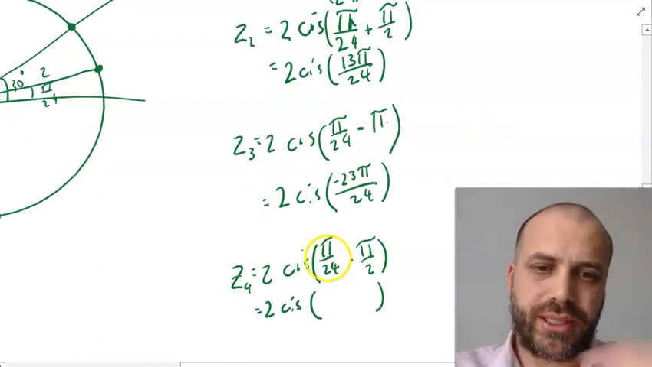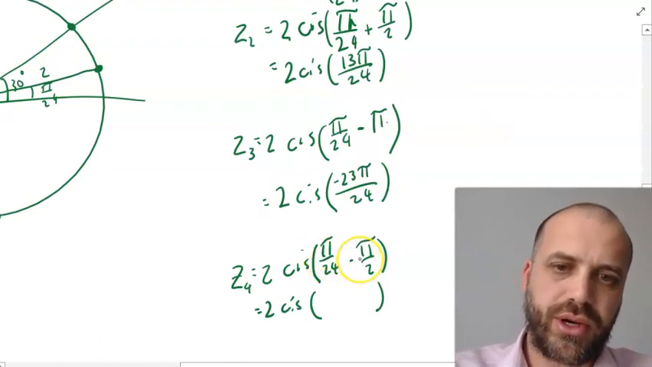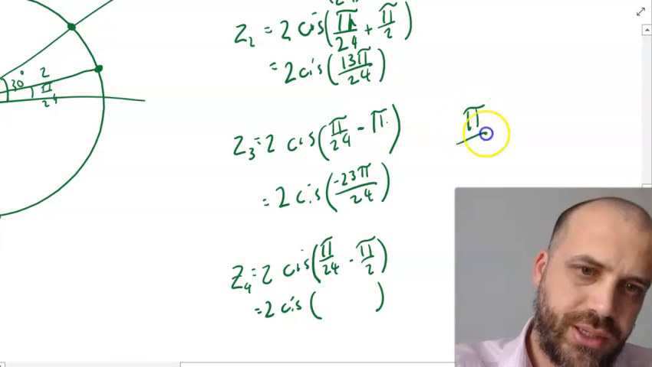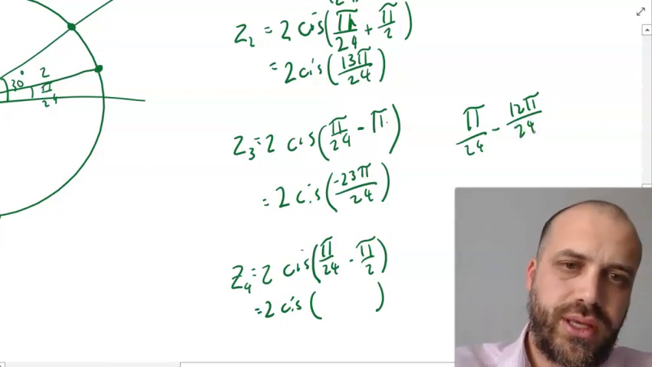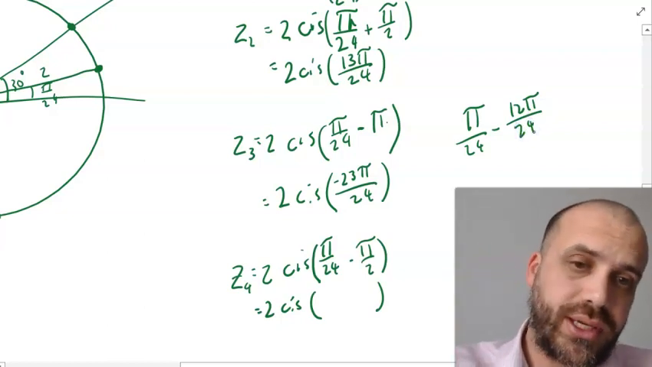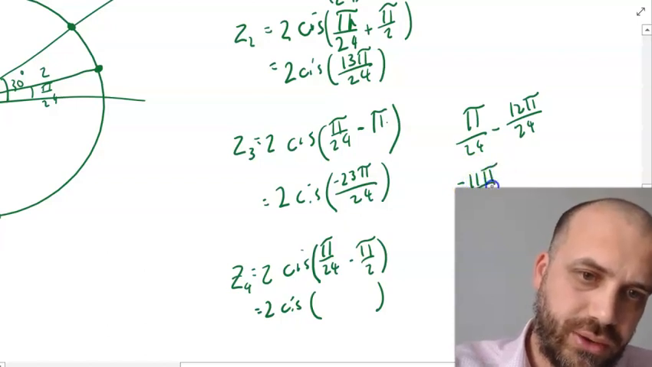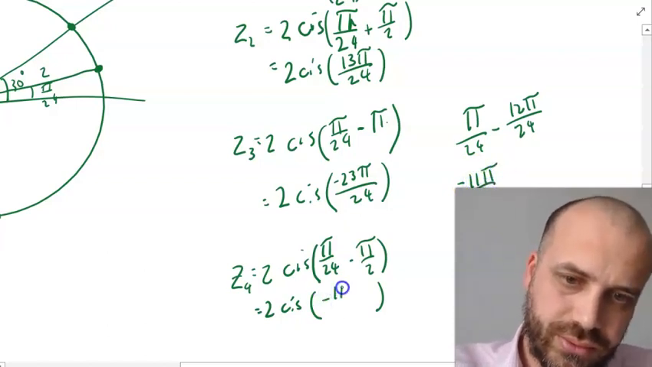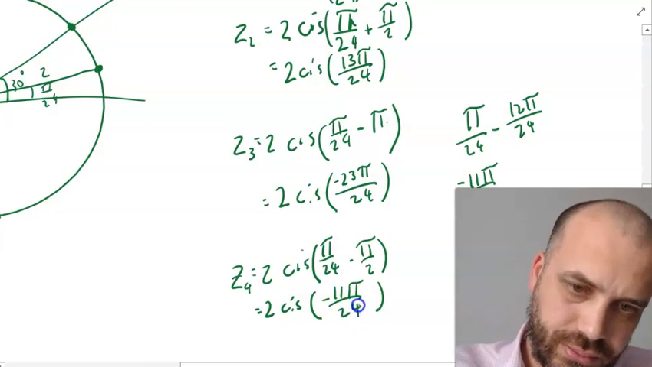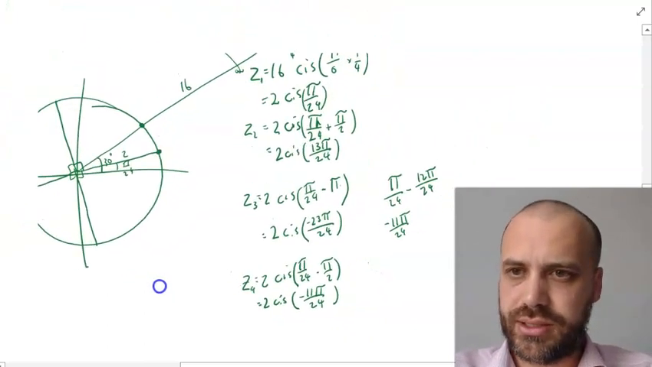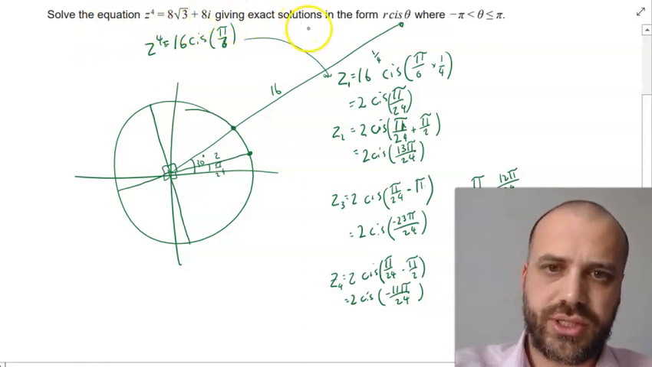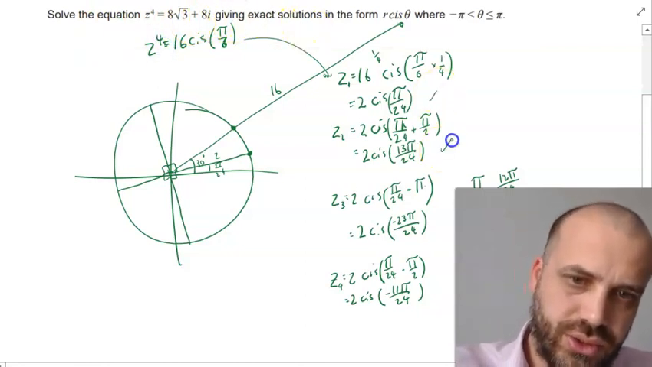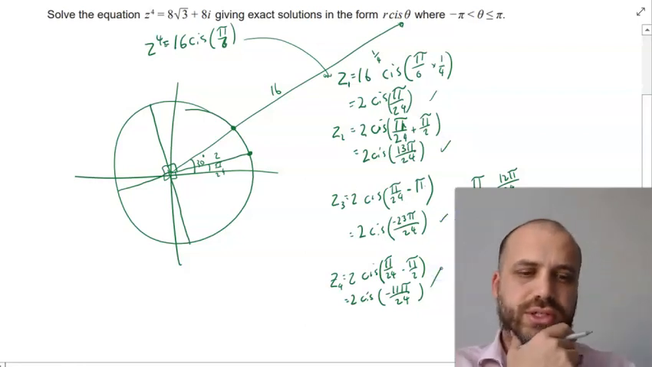Alright, that brings us down to our last question here. So pi on 24 minus pi on 12. We'll just do it up here. Pi on 24 minus 12 pi on 24 equals pi minus 12 pi is minus 11 pi on 24. And that, let's see what we've got. Solve the equation giving exact solutions. I have 1, 2, 3, 4 solutions there.